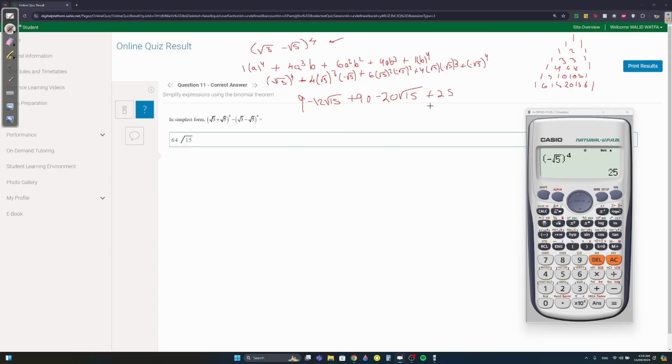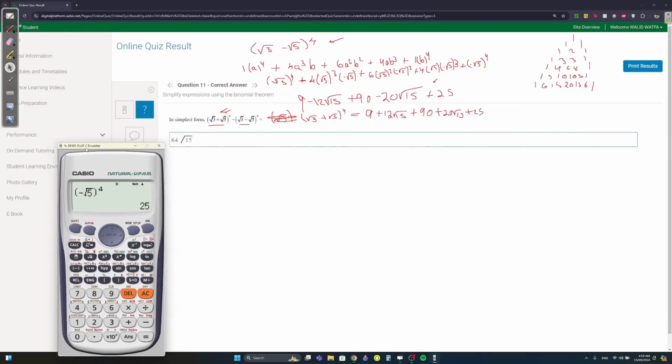Plus 25. Okay, so this expansion is the same as this one, but we have two negatives. So this one here is just going to be the same thing. So radical 3 plus radical 5, to the power 4, is the same thing as this. It's 9, but it's going to be plus 12 radical 15 plus 90 plus 20 radical 15 plus 25. Okay, so it's going to be the same thing but positive, right? It's just literally the same thing.